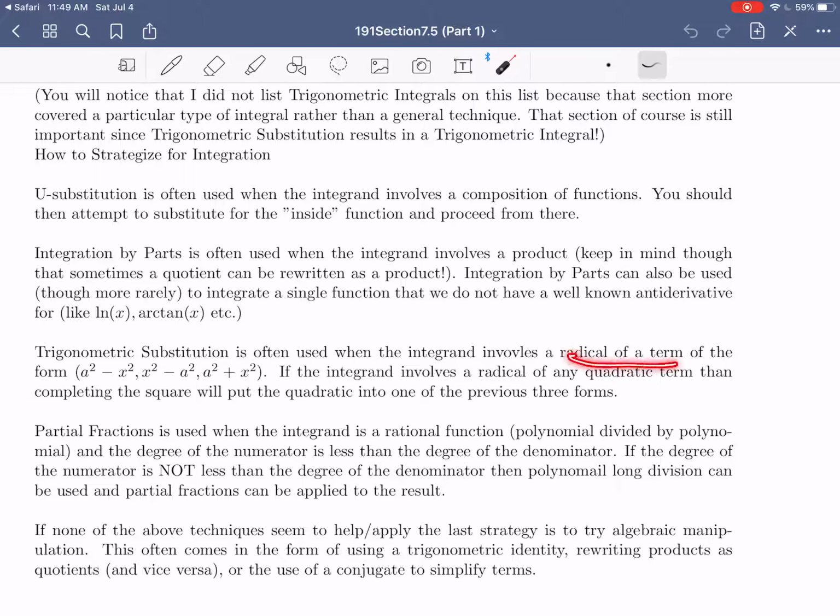It often does also involve a radical, meaning a square root or a 3/2 power or a 5/2 power, something like that. But this is probably the easier tip-off to realize, okay, maybe I want to use trigonometric substitution.